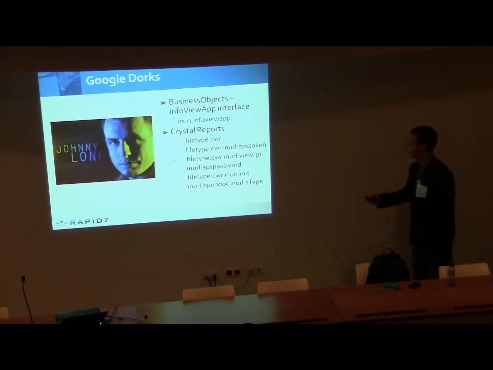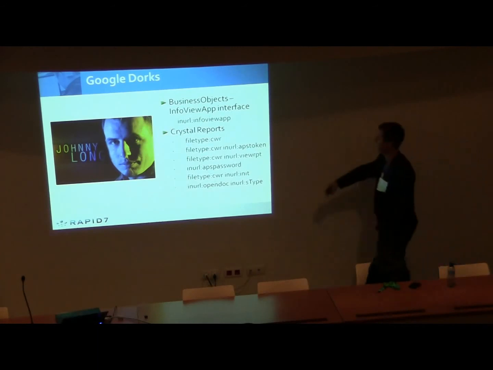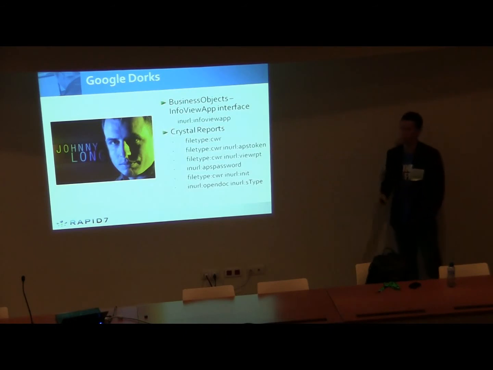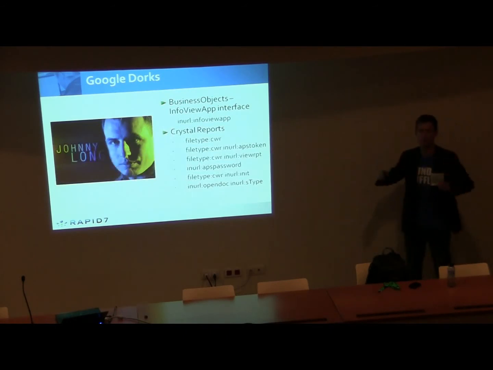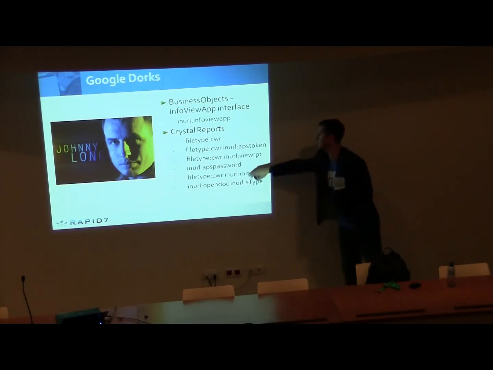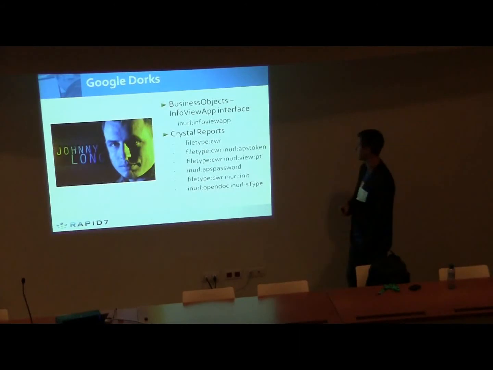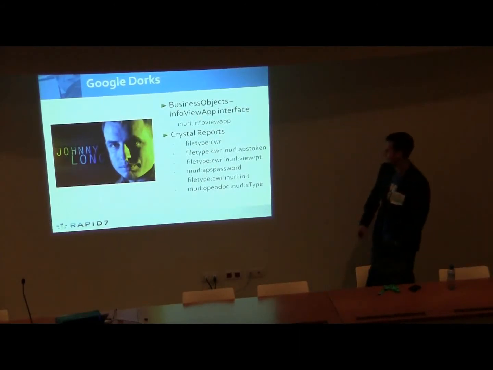Crystal Reports, another interface. File type CWR. This one's kind of interesting here. File type CWR in URL apps token. Another feature of Crystal Web Reports is you can put the password within the parameters. So if you search for file type CWR in URL apps password, you'll find indexed sites with the password actually in the parameter, along with the username and some of the internal IP addresses. That's a win. Fail.